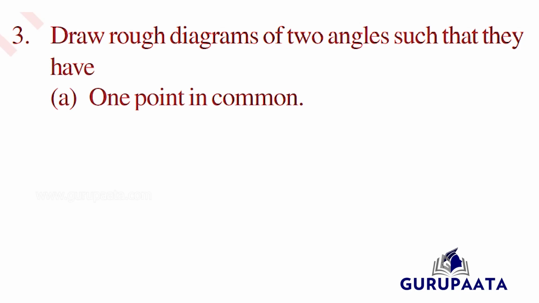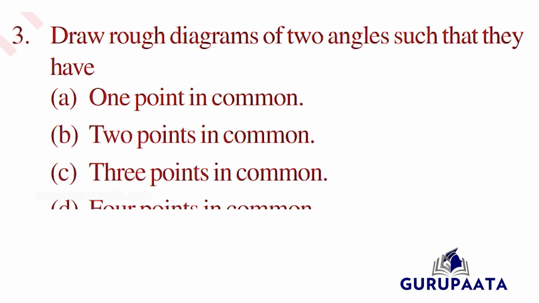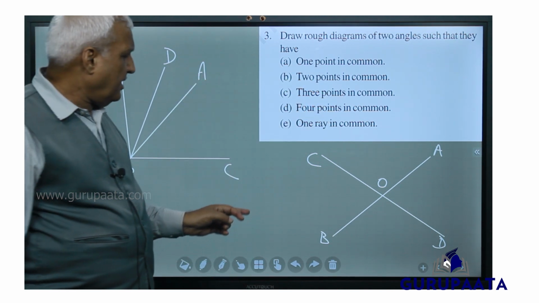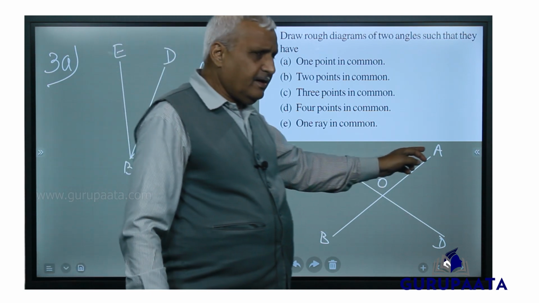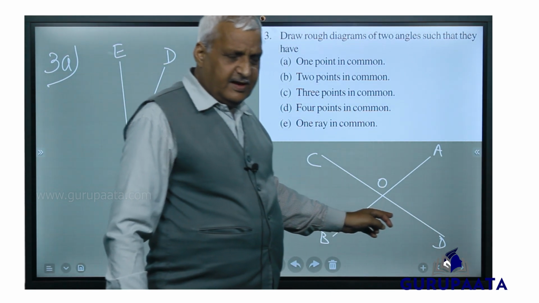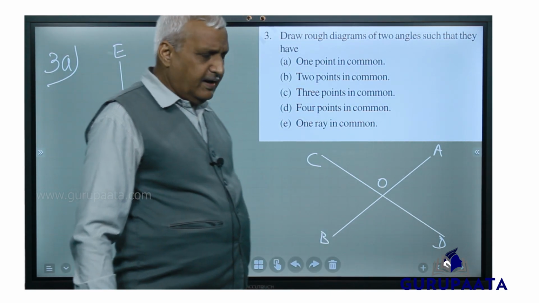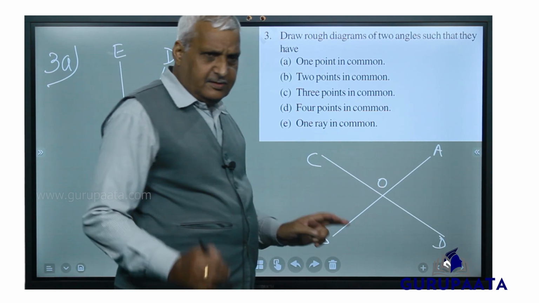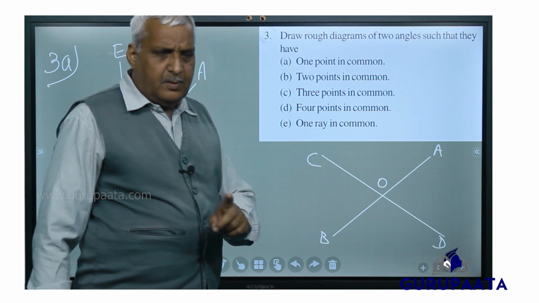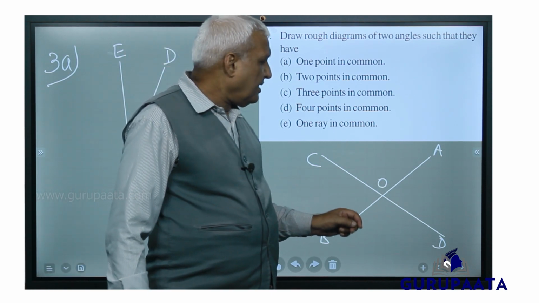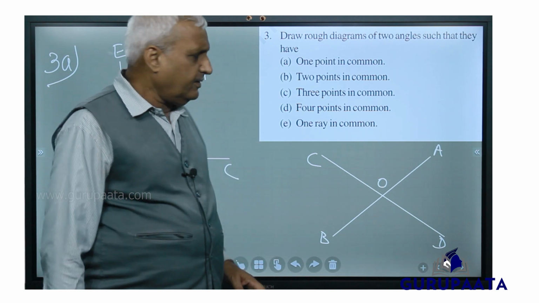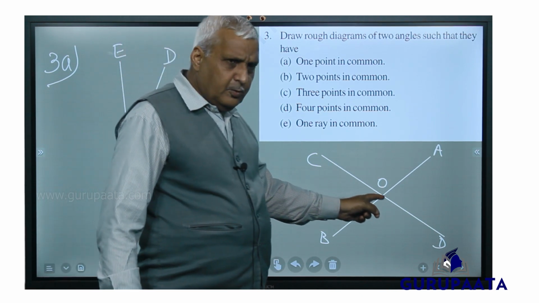Draw rough diagrams of two angles such that they have, this has got 5 questions, we will take 3A, one point in common. So this can be done in two ways. First way, we draw AB and we draw CD. Okay, they are intersecting at a point O. Now angle AOD and angle COB are the two angles having only one common point, that is O. And angle AOC and angle BOD are the two angles which also have only point O common.